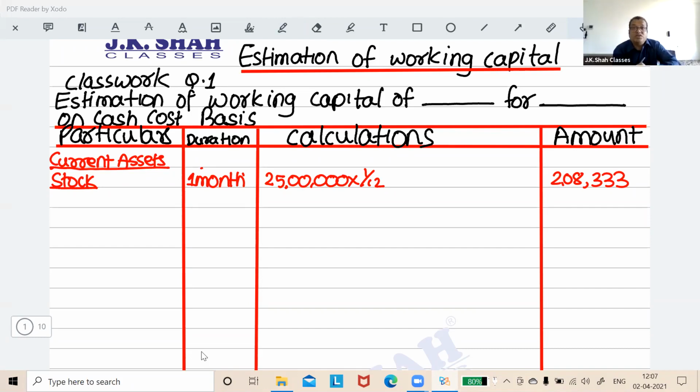What does this 2 lakh 8,333 mean? It means on day one, when I'm starting my business, I need to arrange 2 lakh 8,333 rupees to purchase a sufficient amount of raw material stock. That's how we estimate our working capital requirement. I have not started any business activity or produced anything, but on day one I need this money just to buy sufficient raw material stock. I'll have to arrange that money. Am I clear with this? Okay, fine. Let's continue.